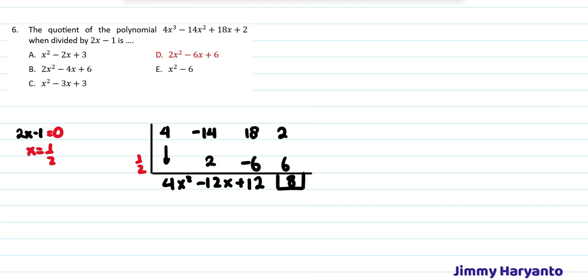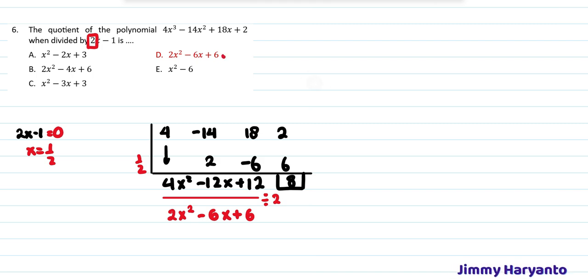But be careful when we want to find the quotient. You have to take a look at the divisors. The divisors have a coefficient of x, which is 2. That means you have to divide this by 2. Only the quotient. You don't have to divide the remainder. Minus 6x and then plus 6. That's it. Don't divide anymore. So the answer is D.